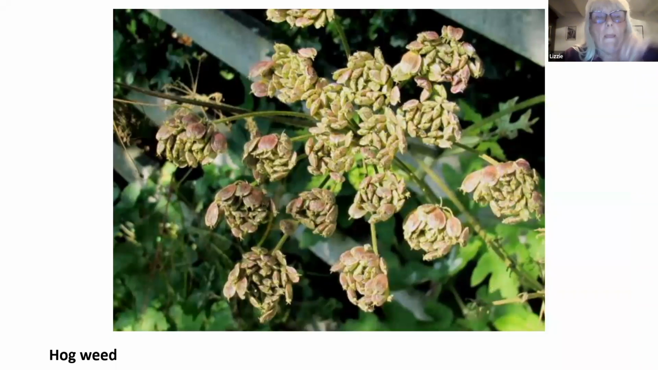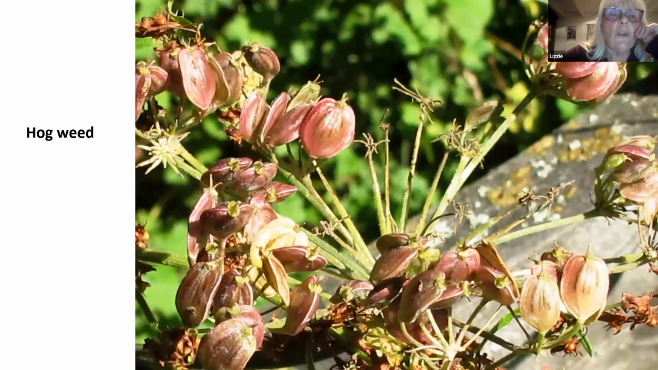That's hogweed with the mature fruits. And that's a close-up showing them. And again, they've got a very characteristic shape, almost like little wings around the side there. And quite different from the sweet cicely I showed you earlier.